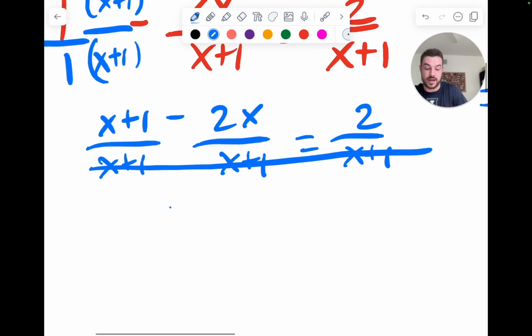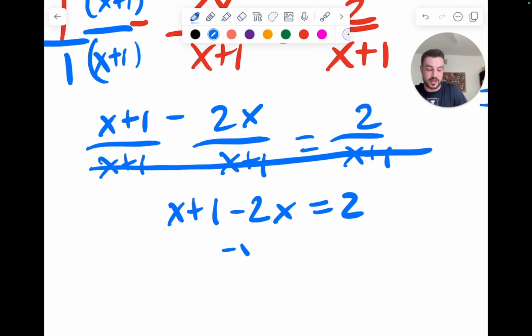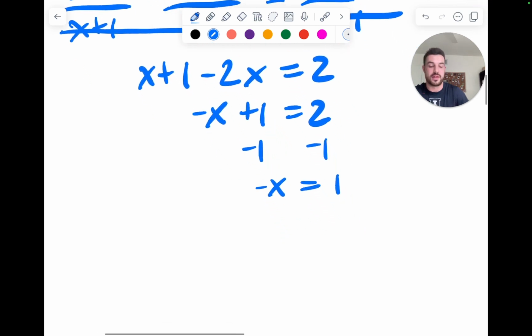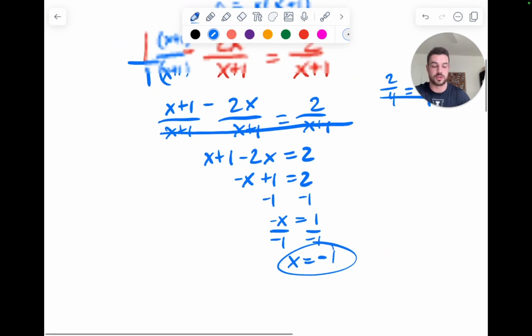So in this case here, I have x plus 1 minus 2x equals 2. I'll get a negative x plus 1 equals 2, and I can subtract 1 to get negative x equals 1, and then finally divide by negative 1 to get x equals negative 1 is my solution.